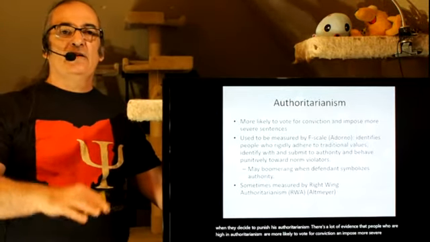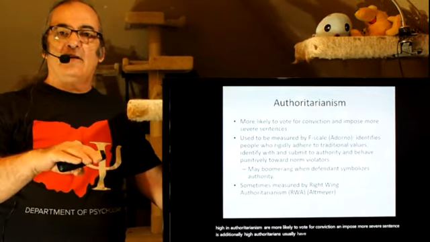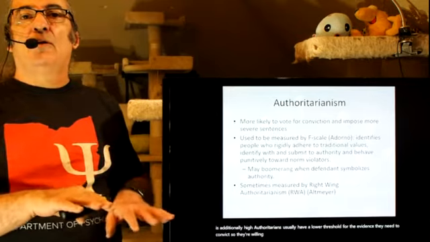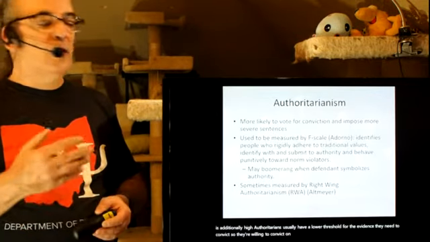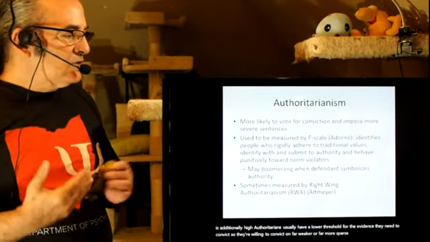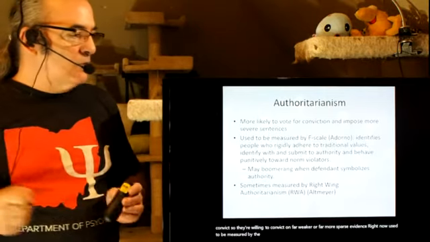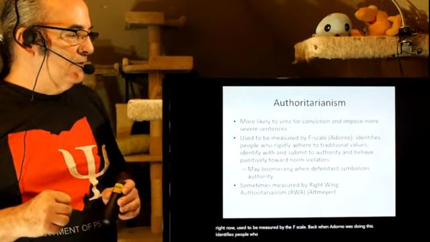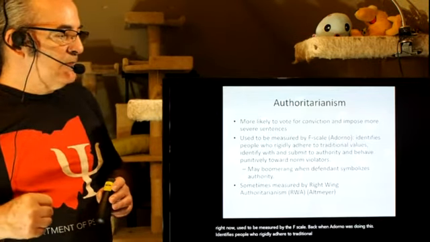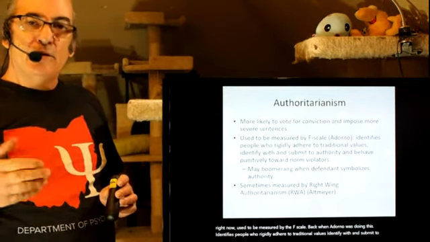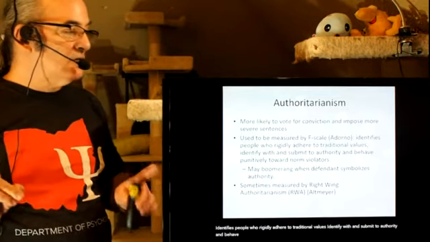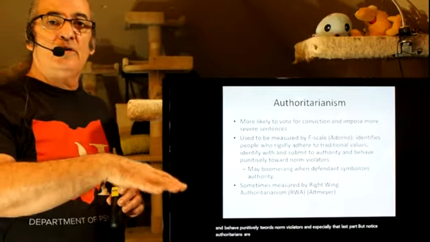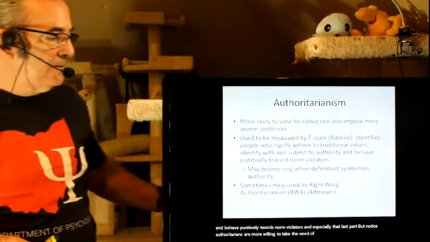Additionally, high authoritarians usually have a lower threshold for the evidence they need to convict. So they're willing to convict on far weaker or far more sparse evidence, right? Now, it used to be measured by the F scale back when Adorno was doing this. It identifies people who rigidly adhere to traditional values, identify with and submit to authority, and behave punitively towards norm violators. And it's especially that last part. But notice authoritarians are more willing to take the word of police officers as well, right?